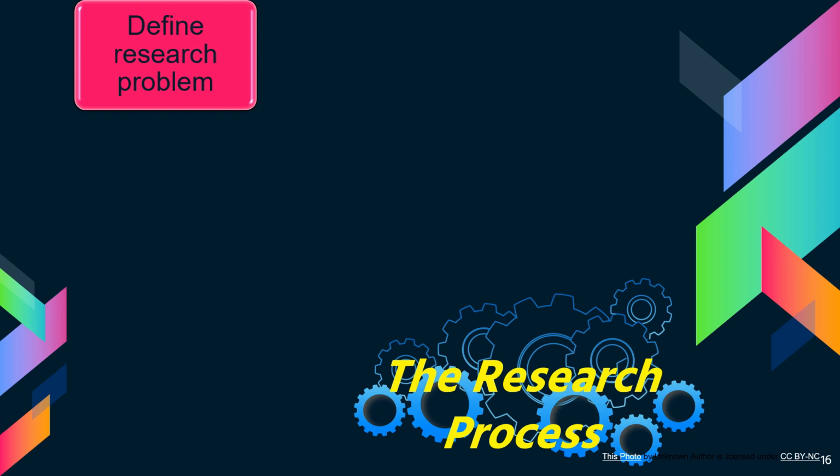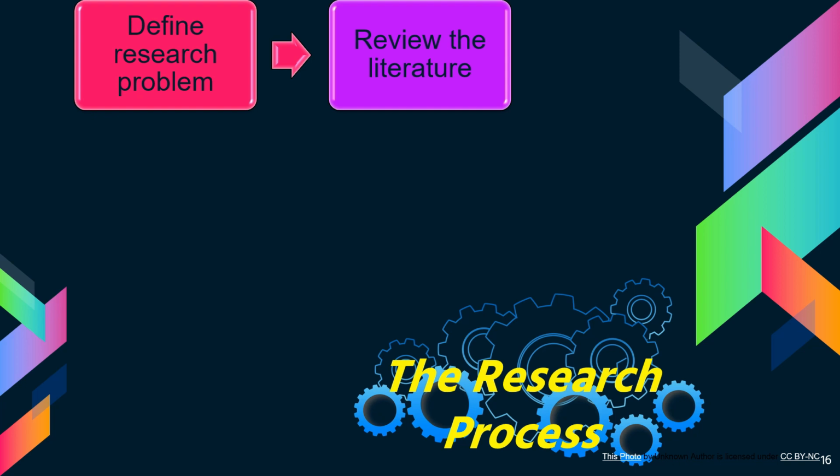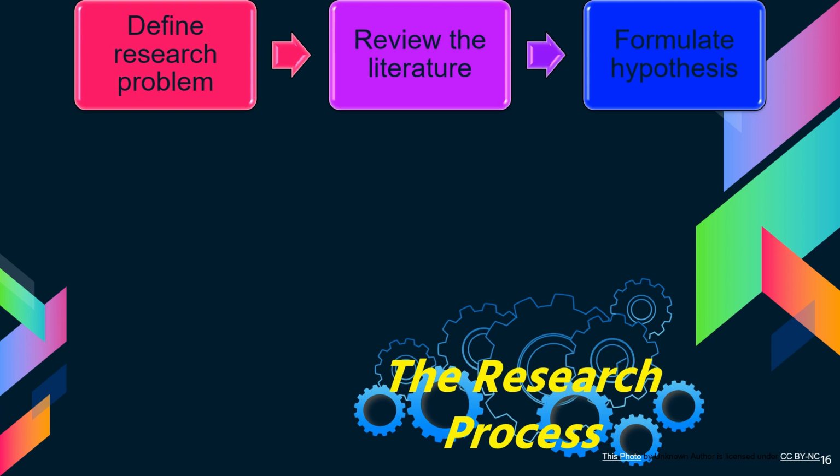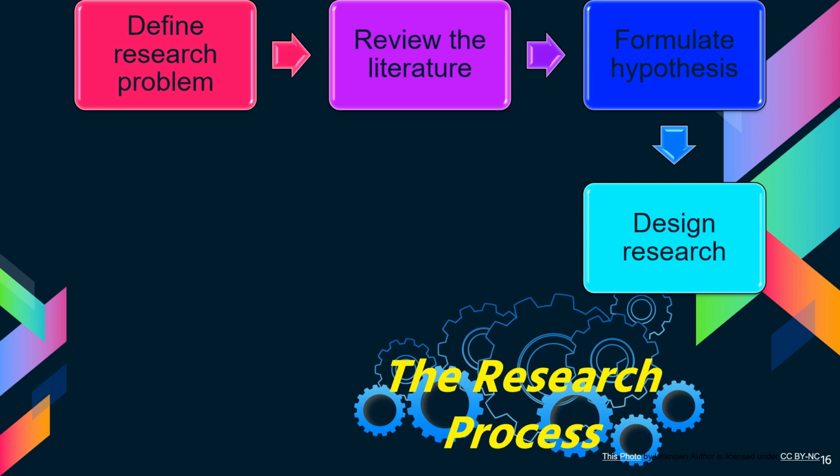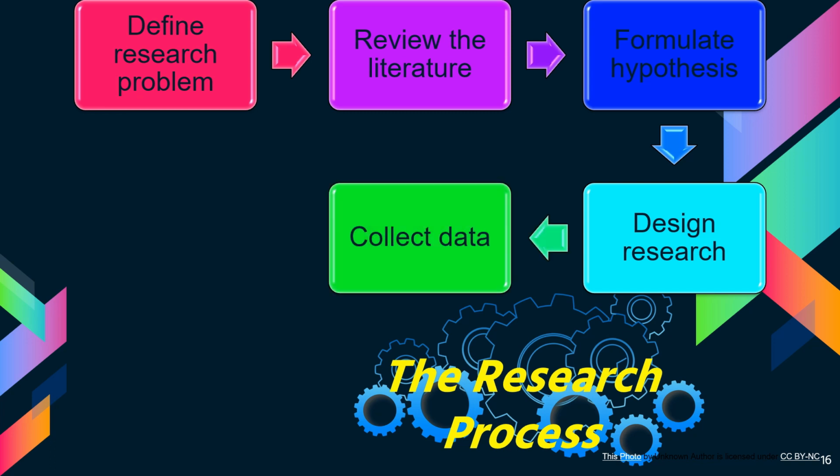First, define research problem. Ask yourself the question, what is the problem that needs to be addressed or solved? Next, review the literature. What evidence is already presented? Third, formulate hypothesis. How are we going to find or look for the answer to questions being studied? Fourth, design research. Where will the study be shown and with what population? Fifth, collect data. Are we ready to gather the data? Where do we find the data?